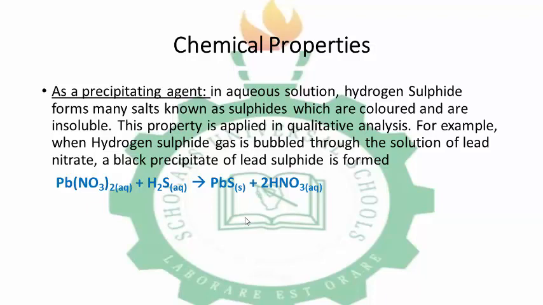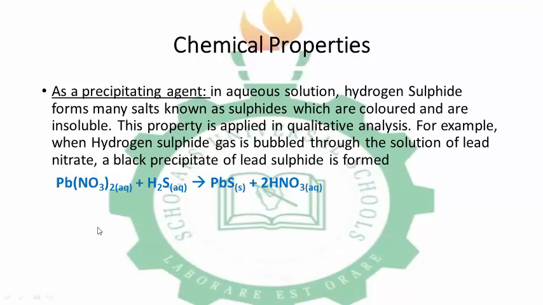Now, for example, when hydrogen sulphide is bubbled through a solution of lead nitrate, now lead nitrate is soluble in water, but when hydrogen sulfide reacts with lead nitrate, a black deposit of lead sulfide is formed. Now, this is to indicate to you that lead sulfide is black. The color of lead sulfide is black.